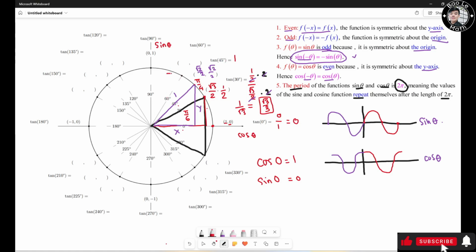Now 60 degrees, which is pi over 3. Pi over 3 right here is going to be opposite to pi over 6 right here. So this is root 3 over 2, 1/2.